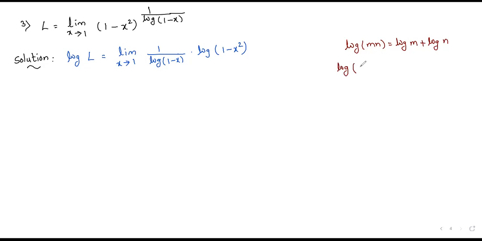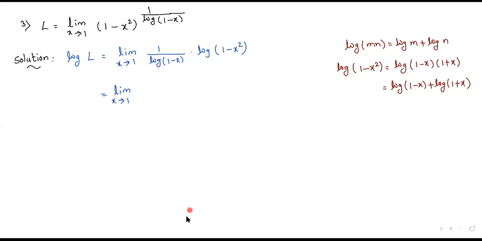So log of 1 minus x square, can I write it like this: log of (1 minus x)(1 plus x)? a square minus b square, a plus b, a minus b, is it right? So how can I write this? This is nothing but log of (1 minus x) plus log of (1 plus x), right? So this is what we are going to write here, equal to limit as x tends to 1. Log of 1 minus x square, I am writing as log of 1 minus x plus log of 1 plus x.